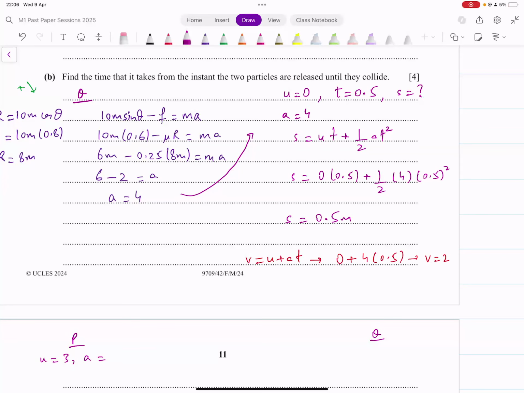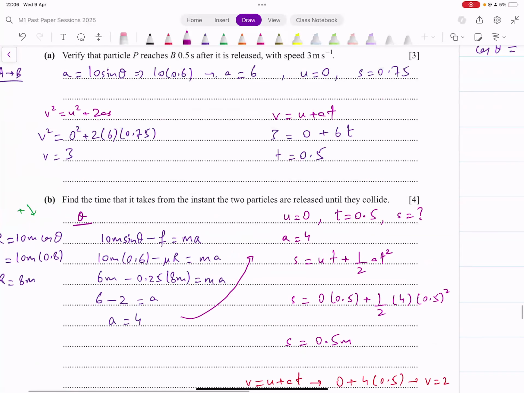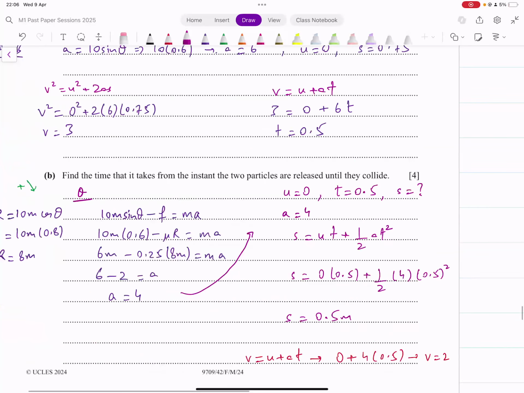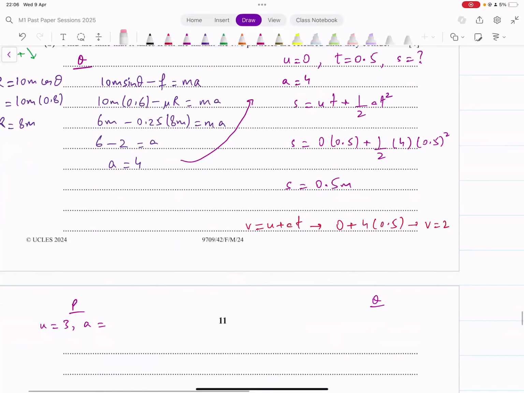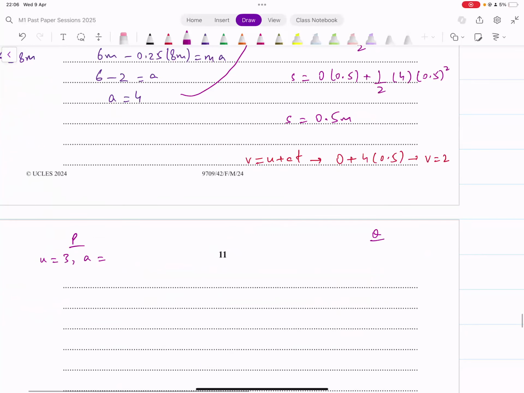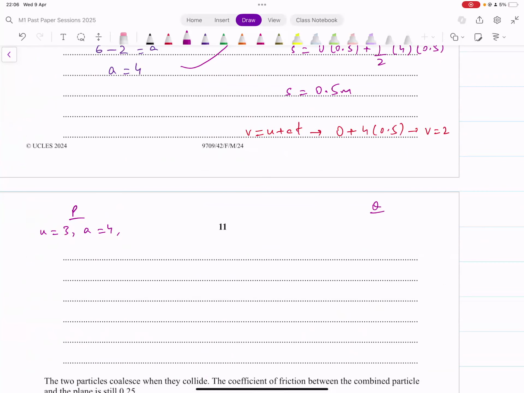Both of them are moving on the same plane, and their masses are also the same. So this calculation that we did for acceleration is also valid for P on the same plane. Its acceleration is also 4. What else do we know about P? That's it. Time is common between them. So that's another variable we can use. If time for P is T, time for Q is also going to be T.